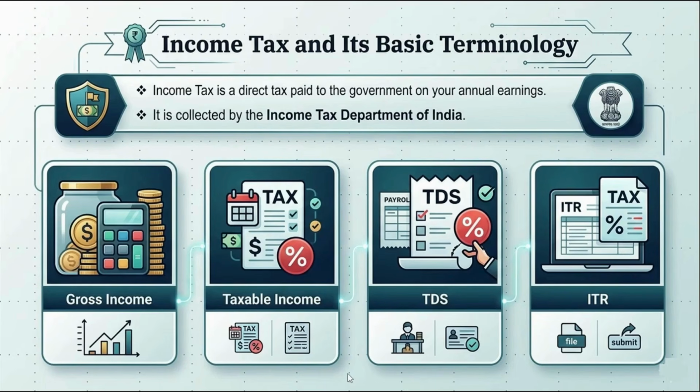The next important term is TDS, which stands for tax deducted at source. This means your employer already cuts some tax before giving you the salary. The last important term is ITR, income tax return. This is a form you fill to tell the government how much you have earned and how much tax you paid. If extra tax was deducted, you get a refund.